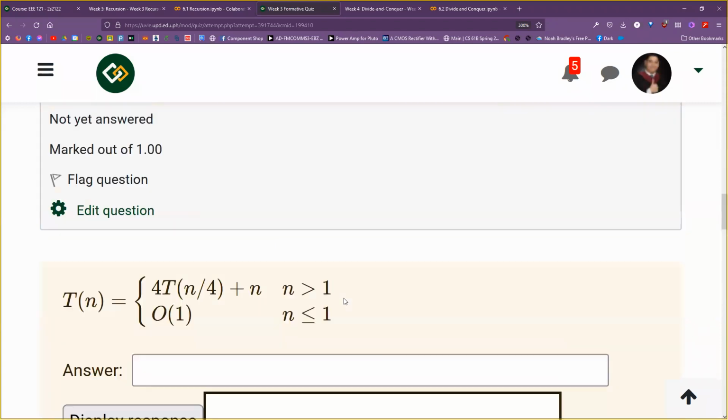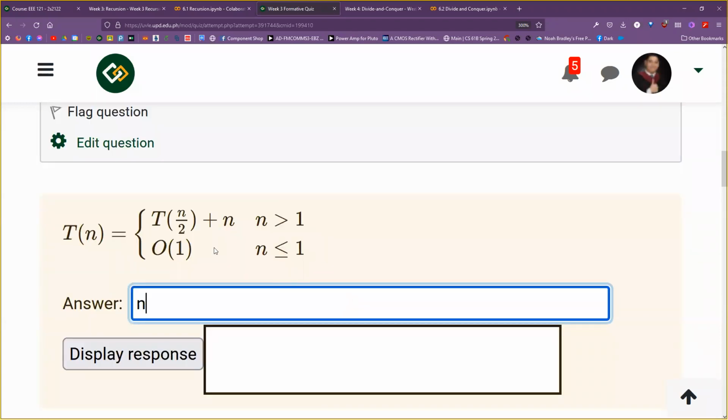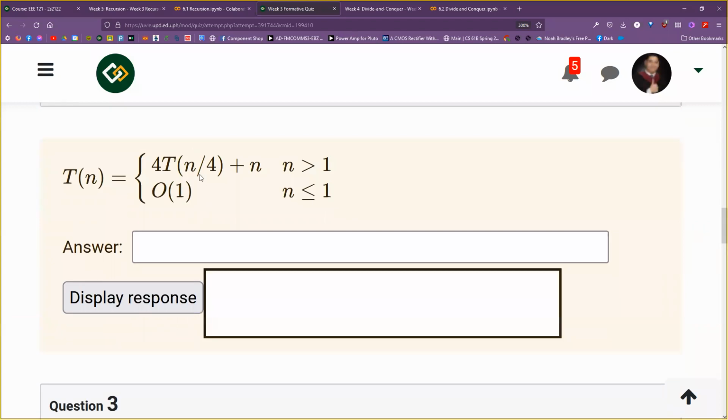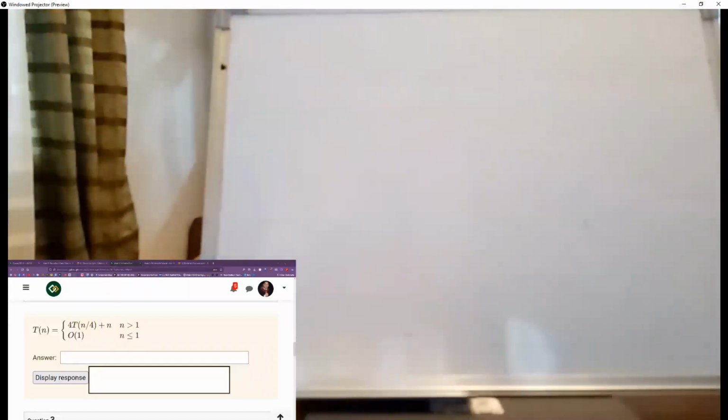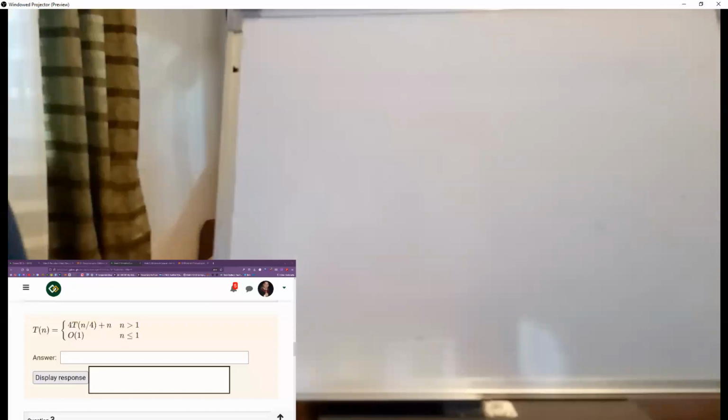Then for this one, dito naman is similar, pero imbes na n over 2 lang is 4 times T of n over 4. So for this one, siguro let's try using yung recursion tree method. So meron tayong yung ating recurrence relation is 4 times T of n over 4 plus n.